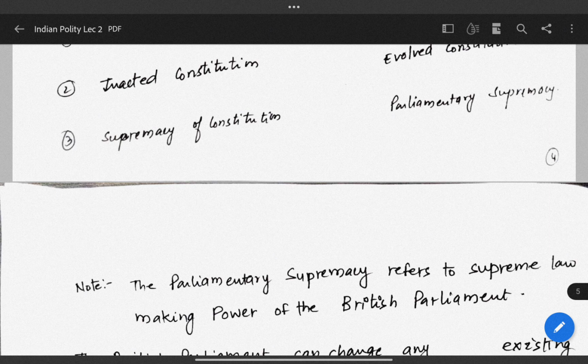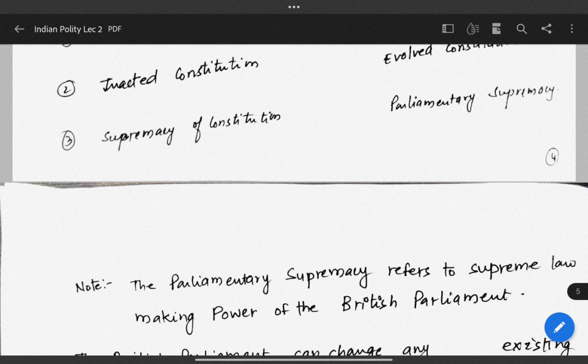In the note we can write, the parliamentary supremacy as it exists in the UK refers to the supreme law making power of the British Parliament. The British Parliament can change any existing law. It can make laws on any subject, and the laws made by the Parliament cannot be challenged before any authority and cannot be declared null and void.